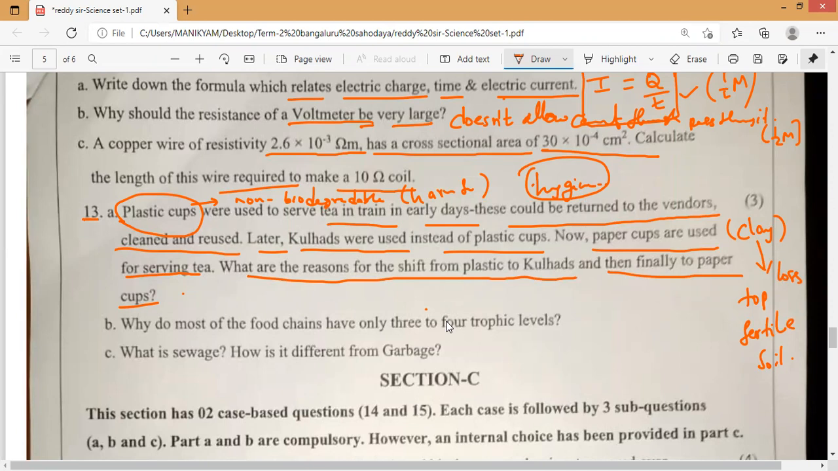Why paper cups? Because the paper can be recycled, and they are biodegradable, and mainly eco-friendly. Yes or no, guys? If you throw them outside also, they will decompose, and they do not cause any environmental problem. You understand, guys?